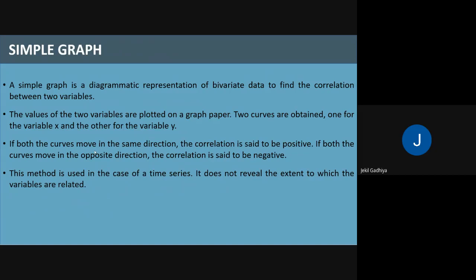So this is just for your information. It's not very useful. So geometrically or graphically, we have two methods: scatter diagram and simple graph. Right? Now next is very important. That is the mathematical method. And to understand the mathematical method, first we need to learn covariance. Right? So let's see what is covariance.